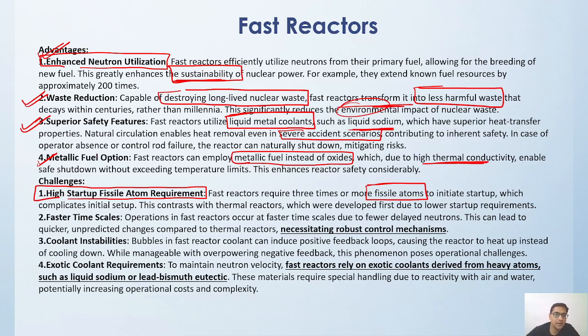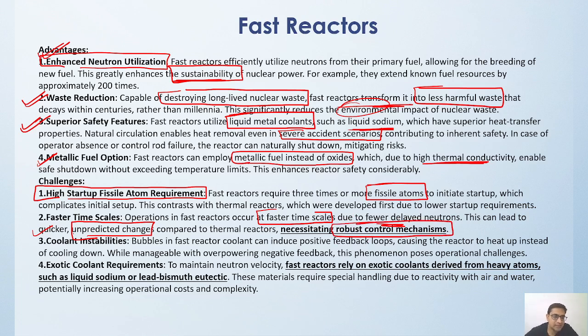Then a faster time scale. Operation in a fast reactor occurs on a very fast time scale, because there are fewer delayed neutrons. So quicker and unprecedented changes can be expected. We don't know how the reactor is going to respond, so we need a robust control mechanism in case something goes out of control.